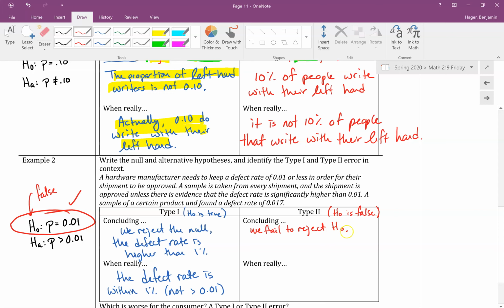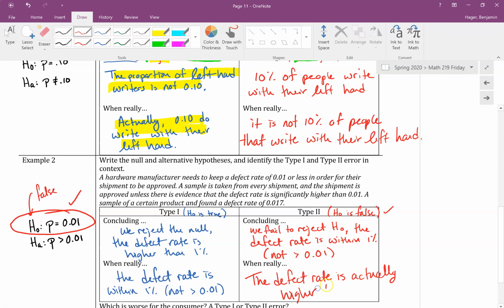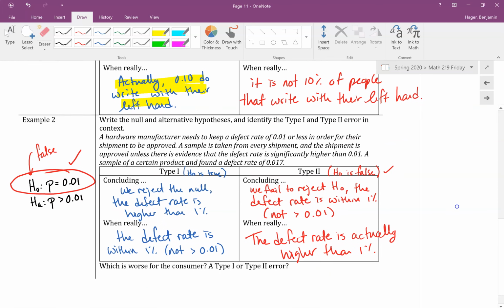So our conclusion would be that the defect rate is within 1%, or again, it's not the alternative. It's not greater than 1%. When in reality, the null is false, right? So we fail to get rid of it. We accept it, but the mistake is that it was wrong. We should have gotten rid of it. So in reality, the defect rate is actually higher than 1%. Okay, that would be the issue with the type 2.